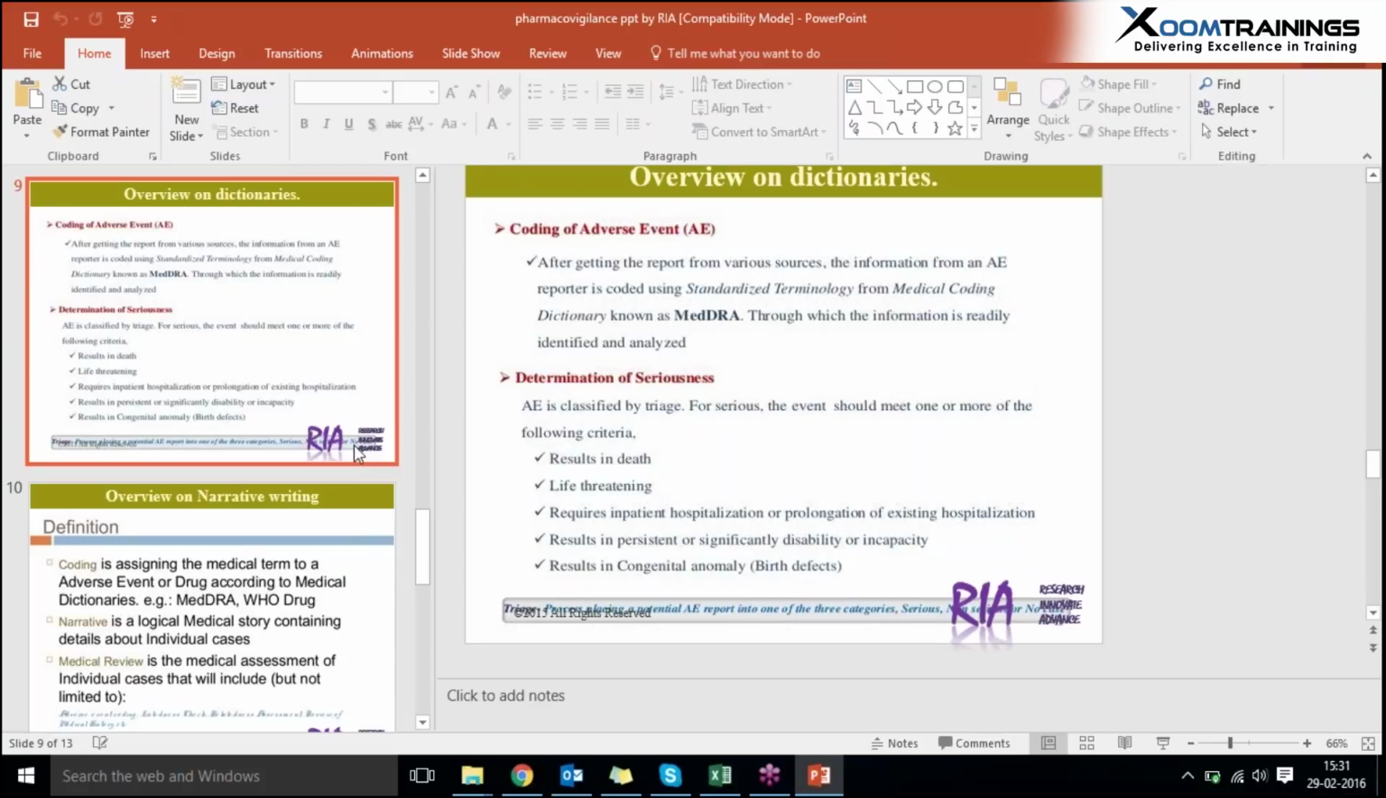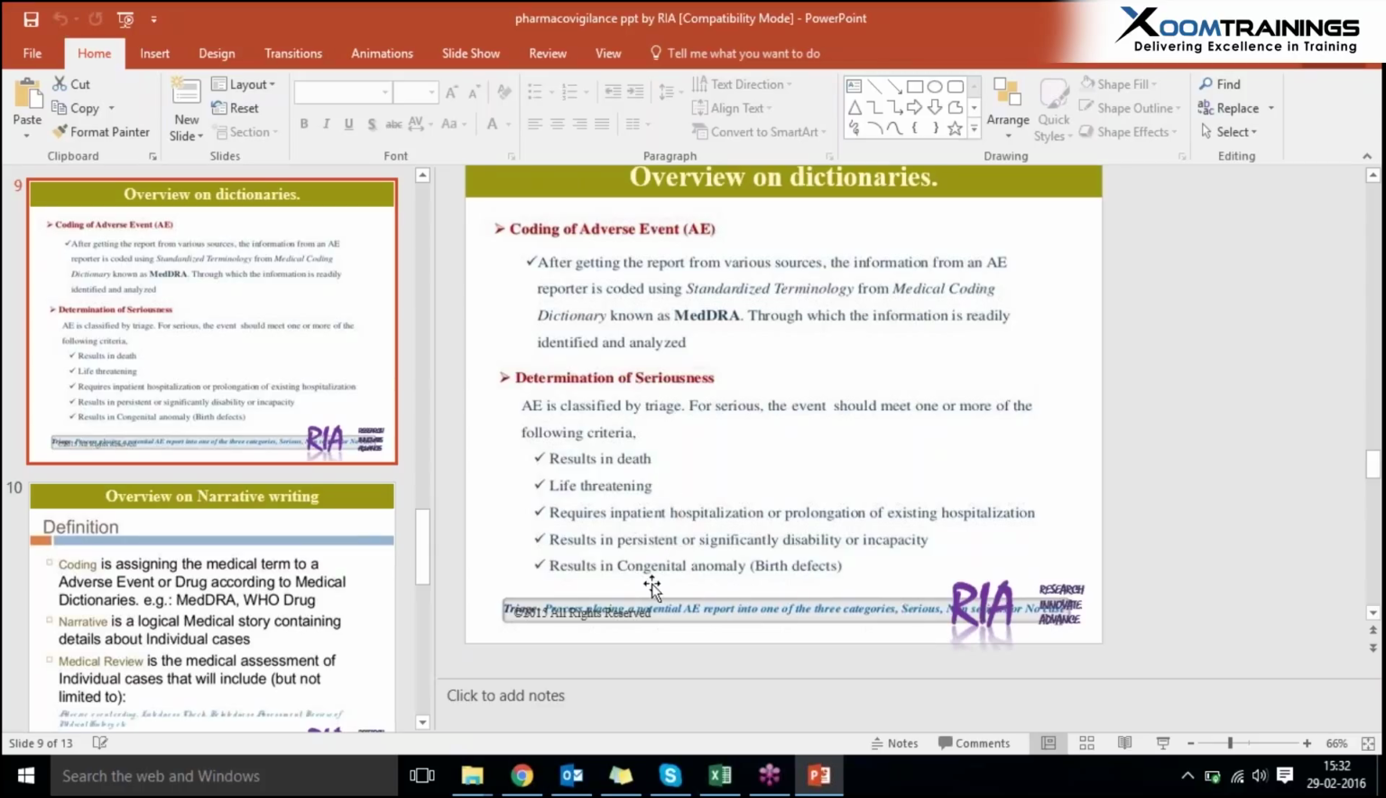An adverse event is classified by the trials. For serious, the event should meet one or more of the following criteria. We are going to classify these adverse events. So how are we going to classify them? Depending upon the seriousness. Results in death: if the person dies during the trial, that will be the result. So that is a serious adverse event.